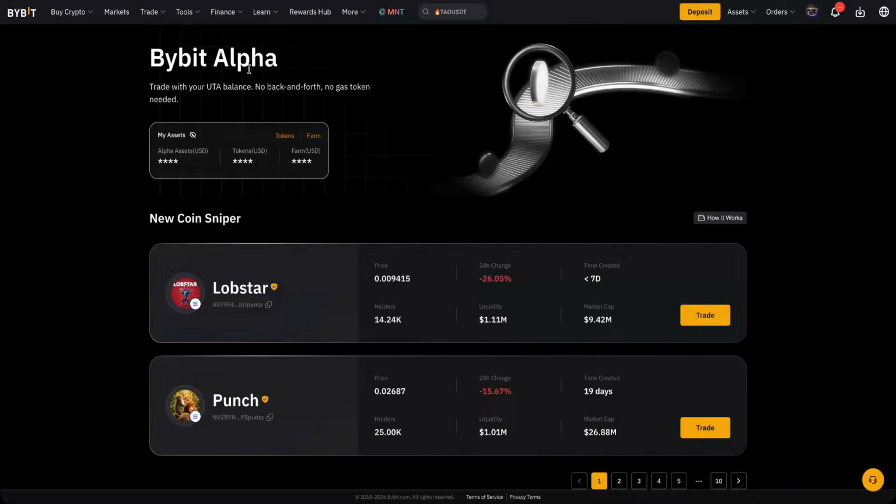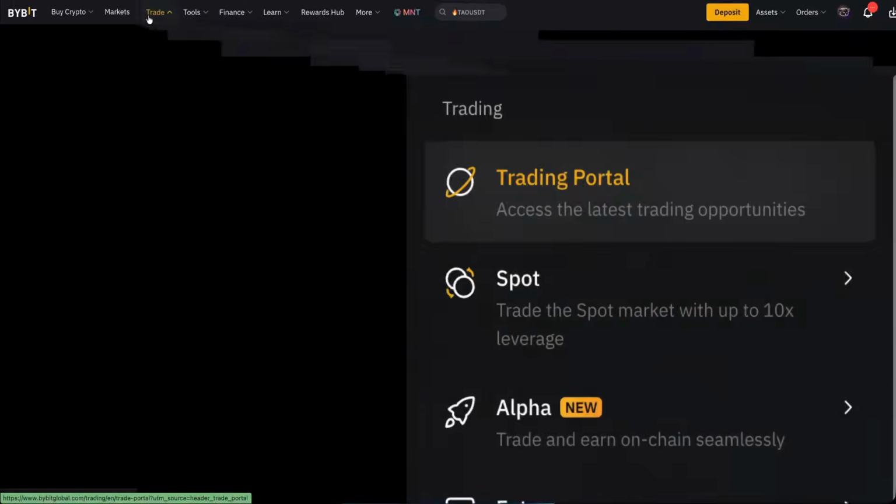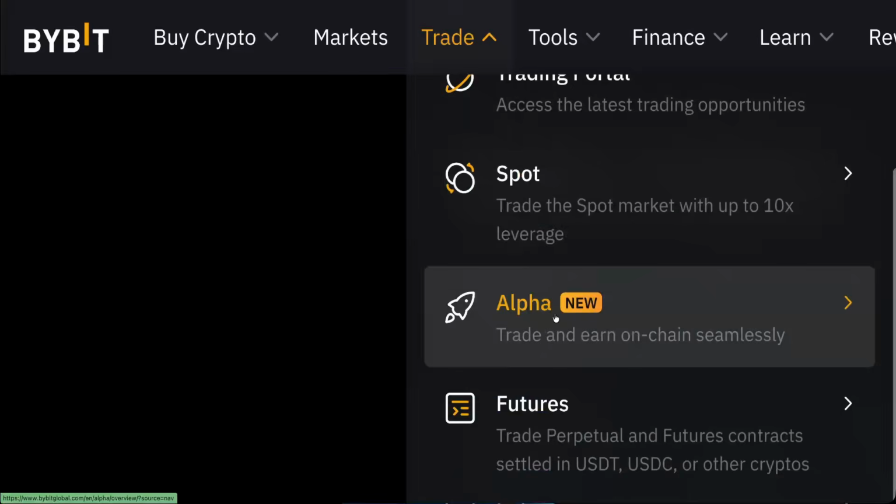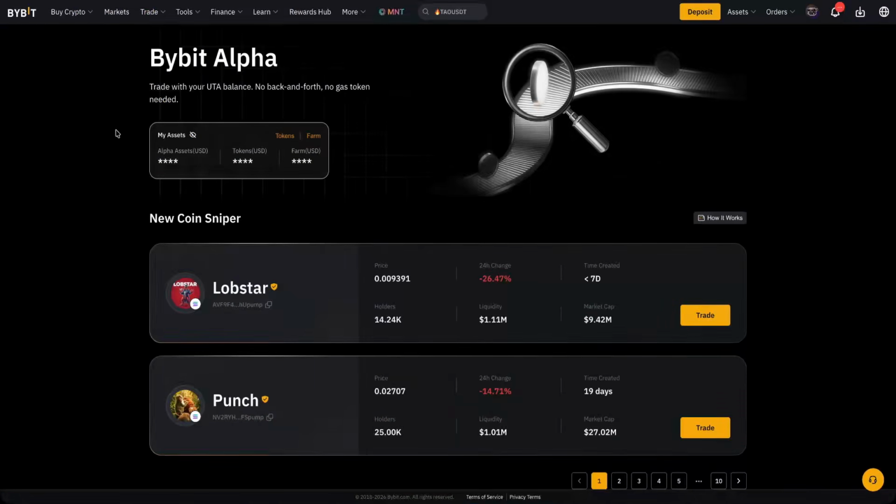With that being said, once you come in on the web, to access Bybit Alpha just make sure you go to the trade option up here. Once you go to trade, you want to scroll down here where it says Alpha, trade and earn on chain seamlessly. Go ahead and click on that. And once you click on it, it brings you to this page.